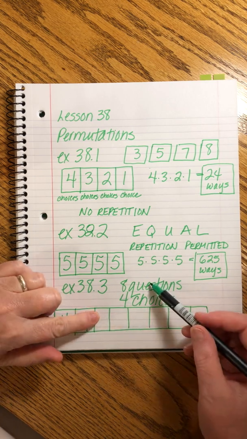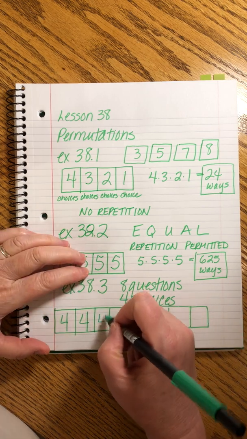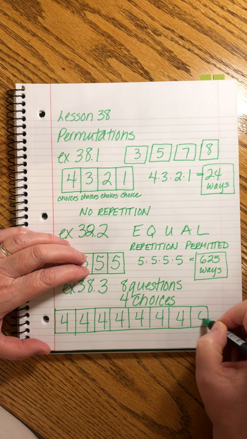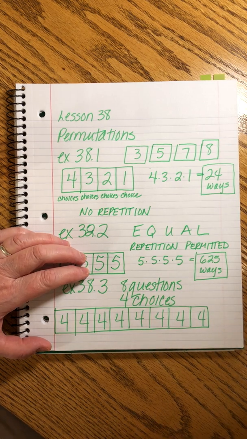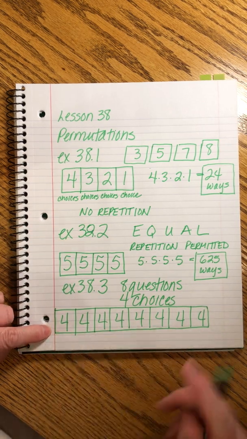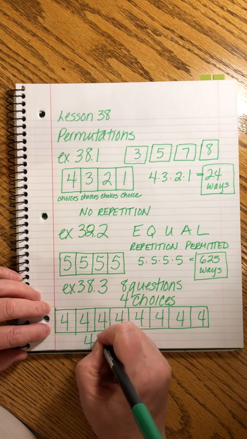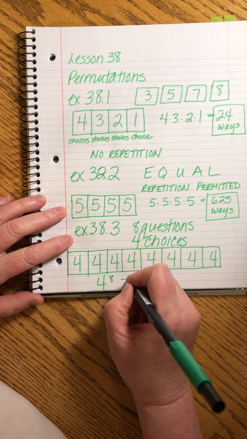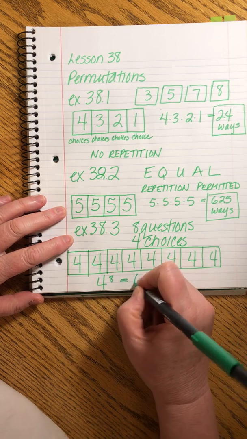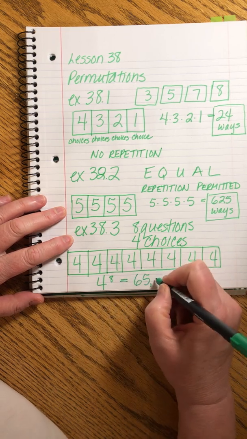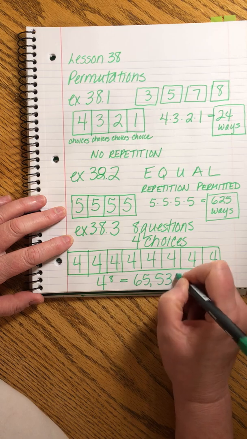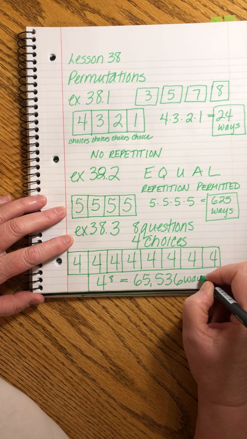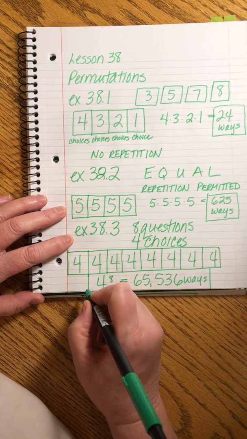Each time we look at another question, we'll have 4 choices. So every single one of the 8 questions will have 4 choices. And when we go to multiply this, it'll be equal to 4 to the 8th. This would be a perfectly fine answer. I went ahead and did the calculation and found that it was 65,536 different ways that test could be scored.